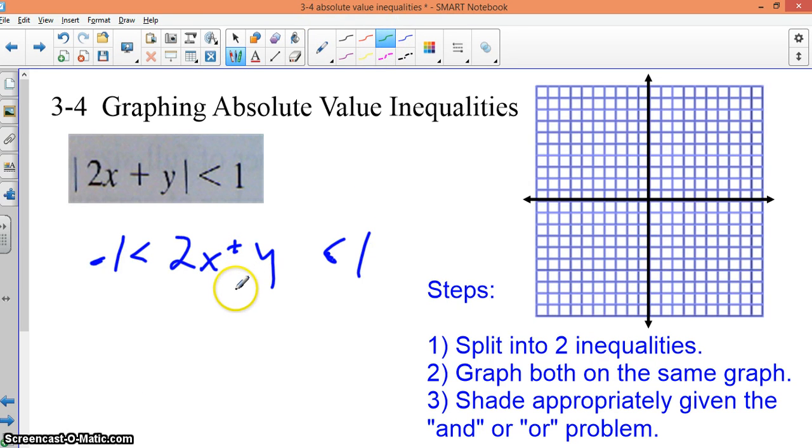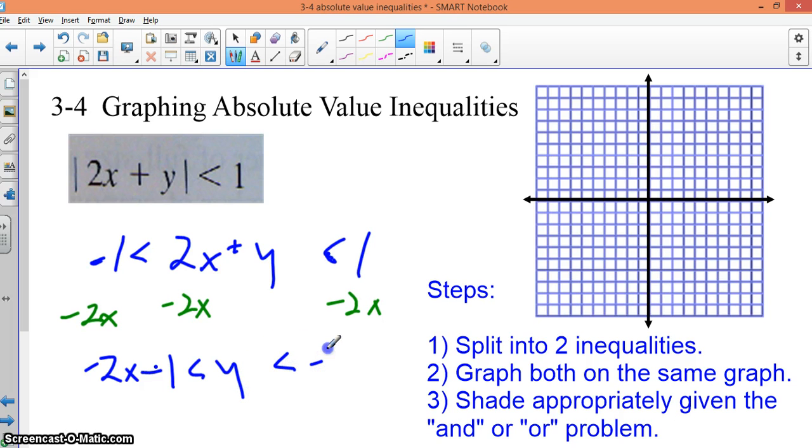So I want to get y by itself. Okay? Well, how do I do that? The only reason I want to get y by itself is because then it will look like slope-intercept form, and that's probably what you guys all prefer. So if we get y by itself, we'd do -2x, -2x, and -2x to all three parts. Okay, so then what you have is -2x minus 1 is less than y is less than -2x plus 1.